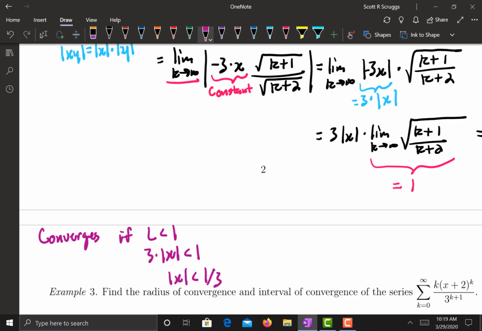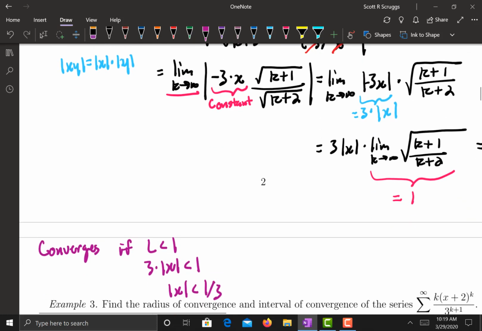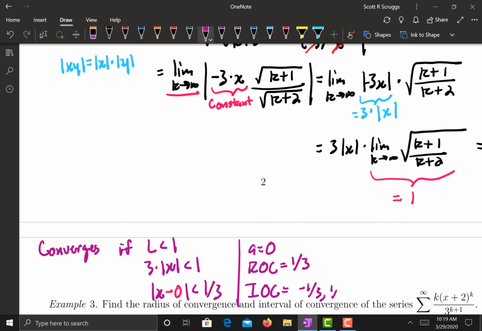Now my center was at 0, so I note that my center was 0, which means my radius of convergence is 1/3. Remember, the radius of convergence is the number that pops up, which is the distance between x and the center, which I'll write as 0 to make it more clear, is less than that number. So the radius of convergence is equal to 1/3, and my current interval of convergence is negative 1/3 to positive 1/3.